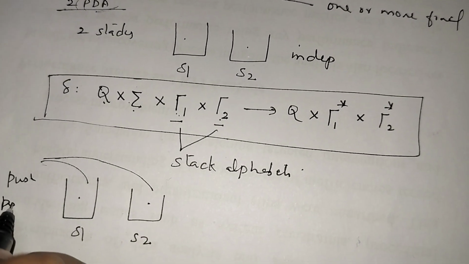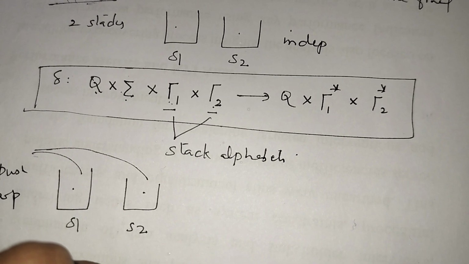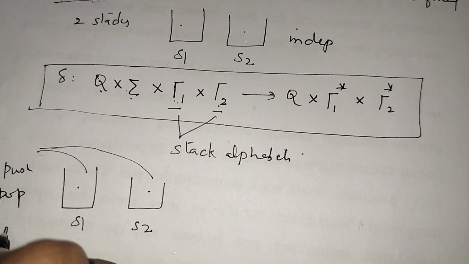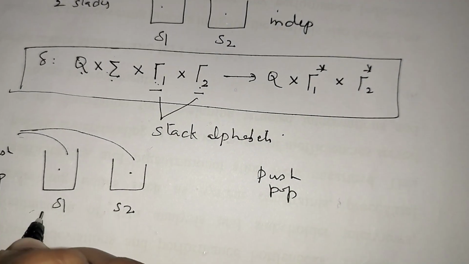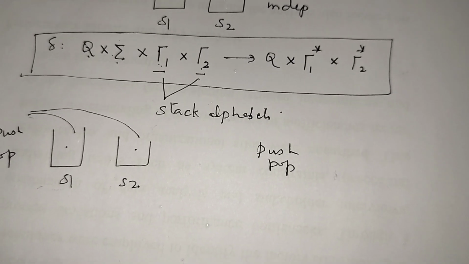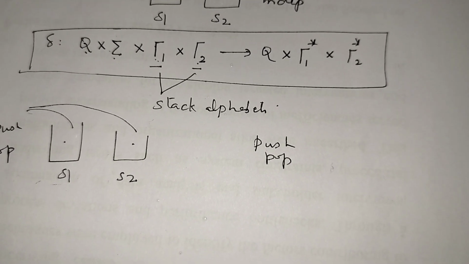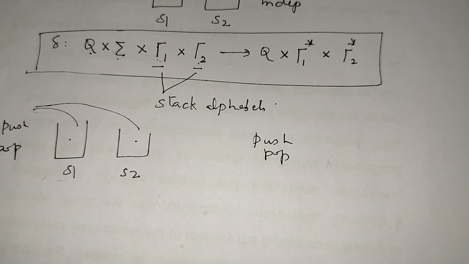Also we can perform the pop operation, and we can change the state based on the current state, the input symbol, and the symbol at the top of the stack. So mainly two operations, push and pop, on either or both of the stacks. A pushdown automaton can accept a string either when it reaches the final state or when the stack is empty.